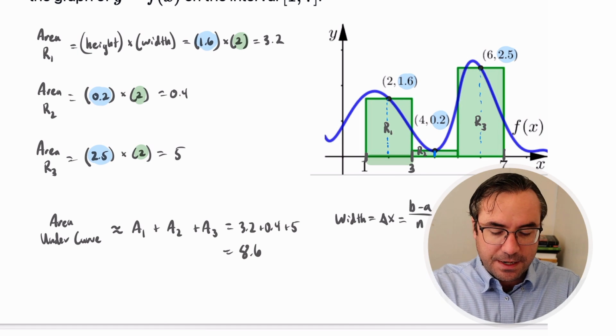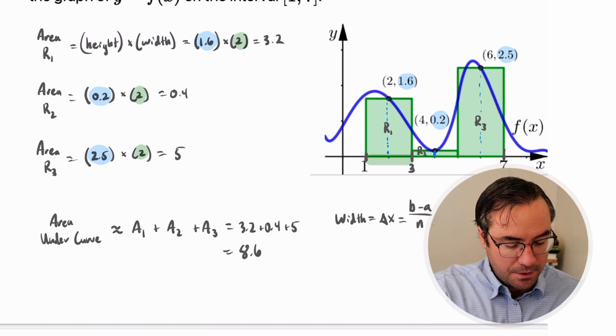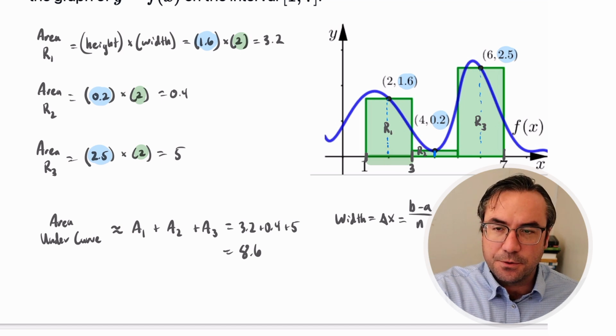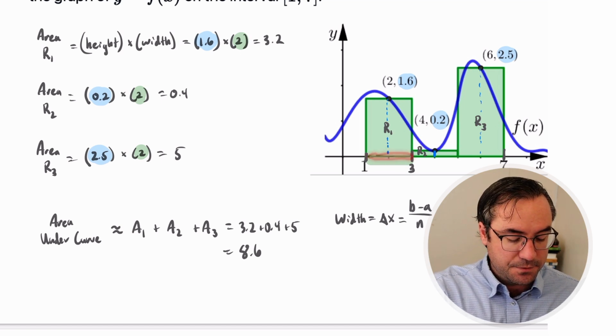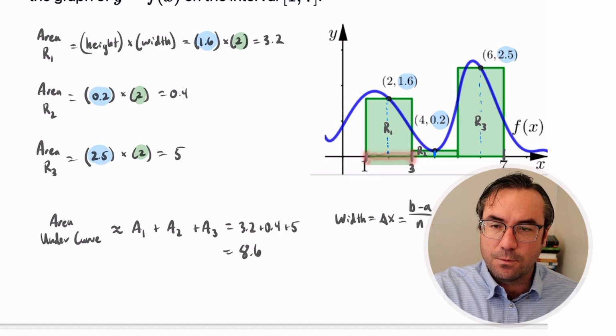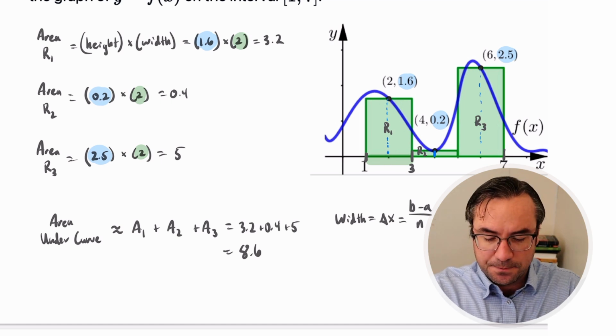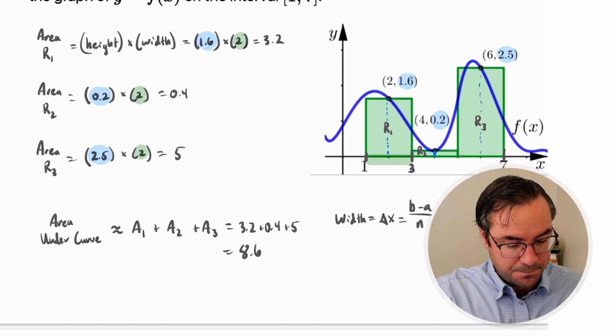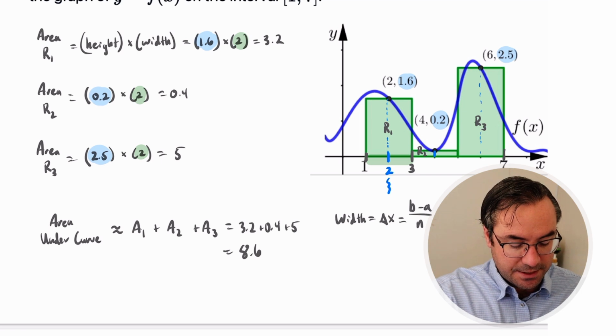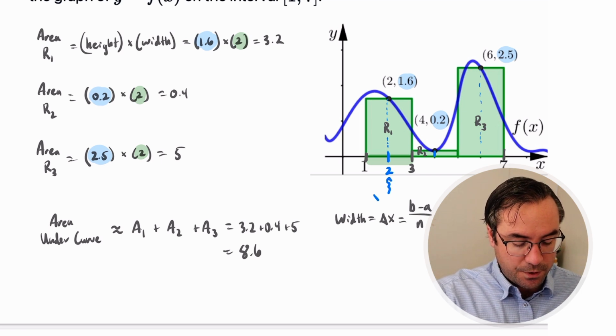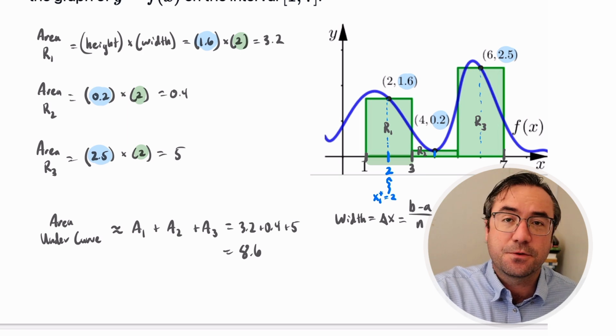So for the first rectangle, the x value that we used was right in the middle. So our first subinterval was going from 1 to 3. And to get the height for that first rectangle, we used x equals 2. So x equals 2, we would call this x1 star. So that's our first sample point.